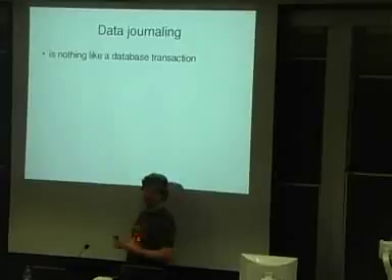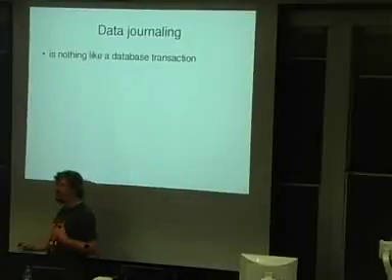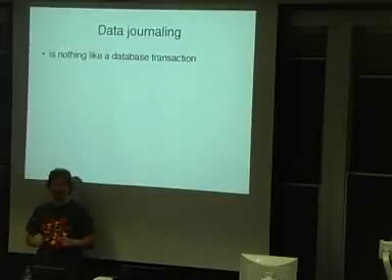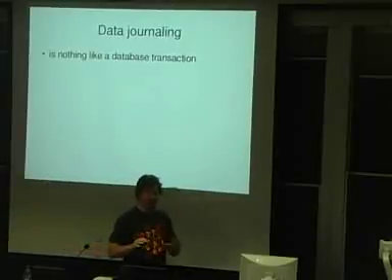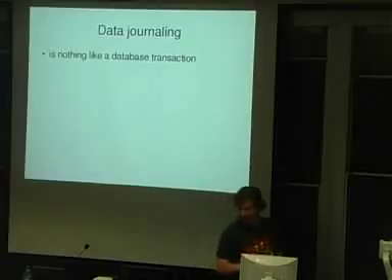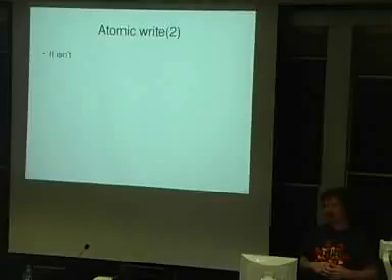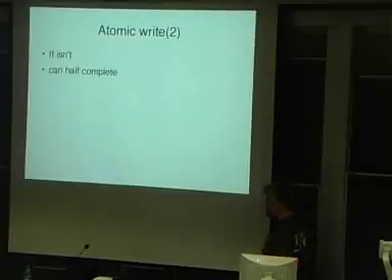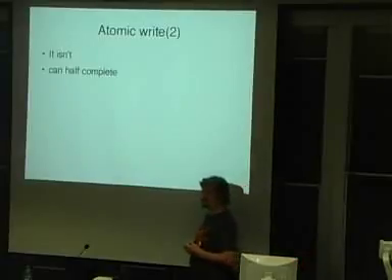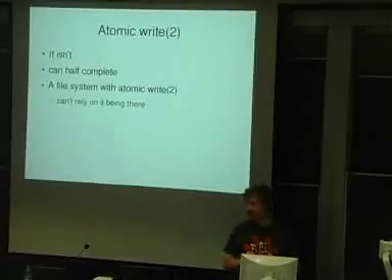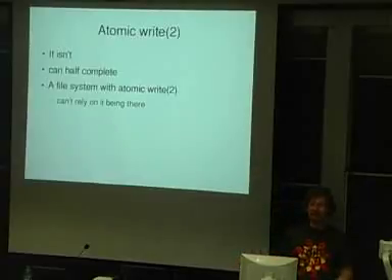So data journaling is nothing like a database transaction. You'll see some file systems have data journaling. It's not like begin and commit in a database, and don't assume that, as some people have done. Atomic write isn't. It can half complete.